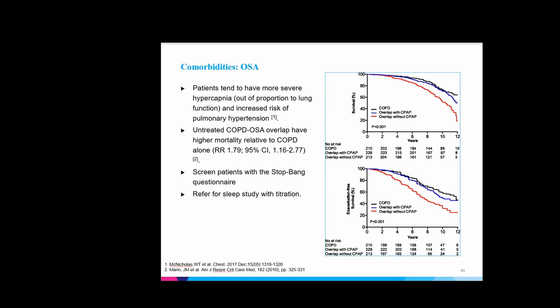If you look at the top right graph, if you have COPD and untreated sleep apnea, your survival is significantly less than if you have COPD alone or COPD and you're being treated with CPAP for your sleep apnea. And in terms of exacerbations, similarly, if you have COPD and sleep apnea and you don't have CPAP, you have a greater rate of exacerbations. So when we're going through our checklist and we're trying to prevent readmissions, inquire whether they have sleep apnea and get a home sleep test if necessary. And if you prescribe CPAP and they're compliant, it will decrease readmissions. Next slide.